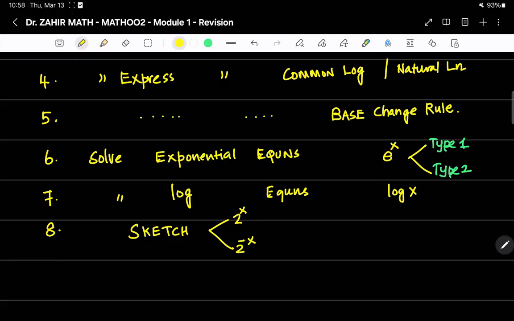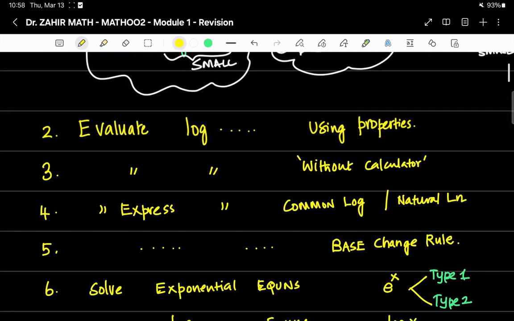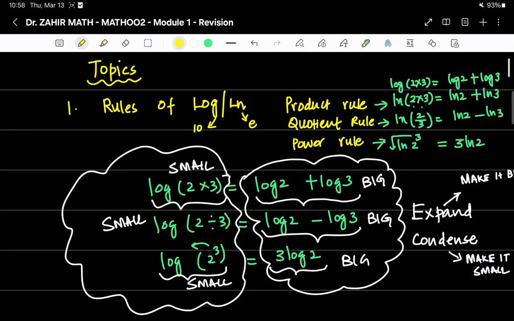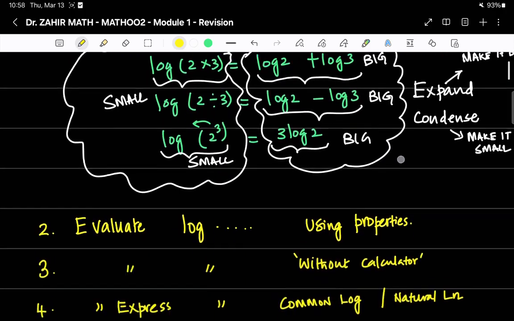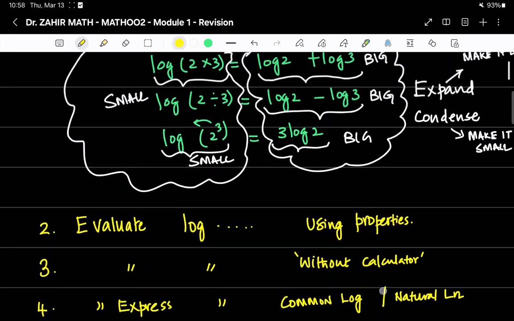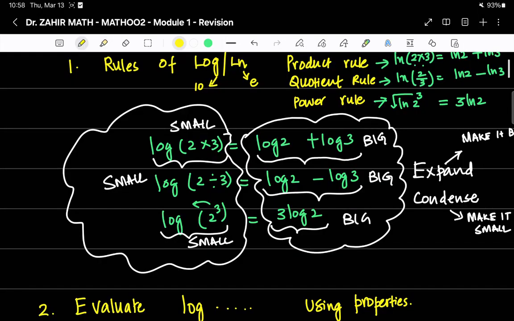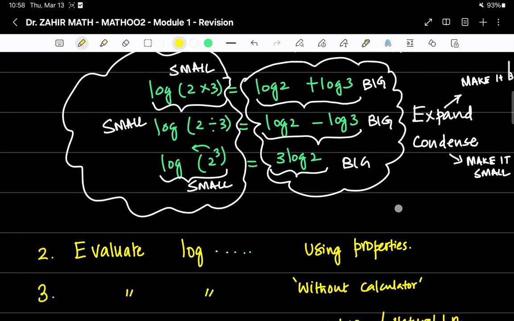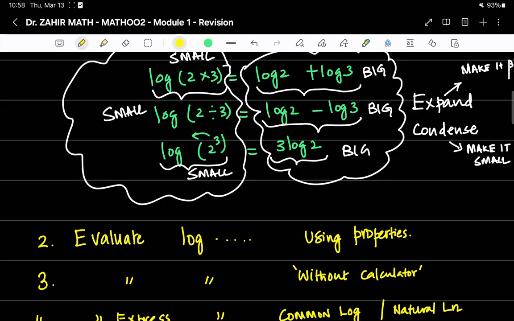So before you go to module 2 preparation, after you finish your module 1 preparation, make sure all these ideas are very clear. What is that? The rules of logarithms. There are 3 rules: product rule, quotient rule, power rule. And using these rules, you should know condense and expand. Expand is what? Make it big. Condense means what? Make it small. This is the first idea you should remember. You should make sure whether you are okay with this.